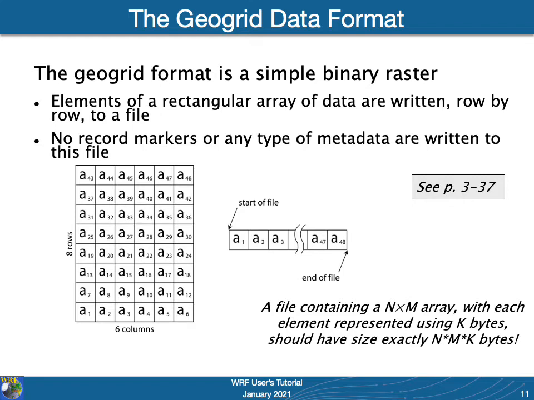So as a consequence, if we have a data set that has n columns and m rows, and we've used k bytes to store each value on a file, then the size of our file should be exactly n times m times k bytes, again because we have no header information of any kind. And this seems like an obvious point, but it's always worth checking.